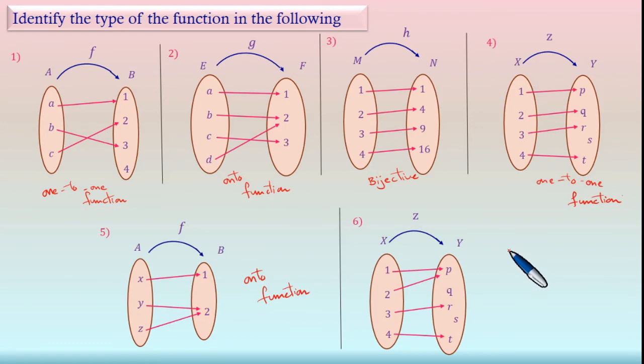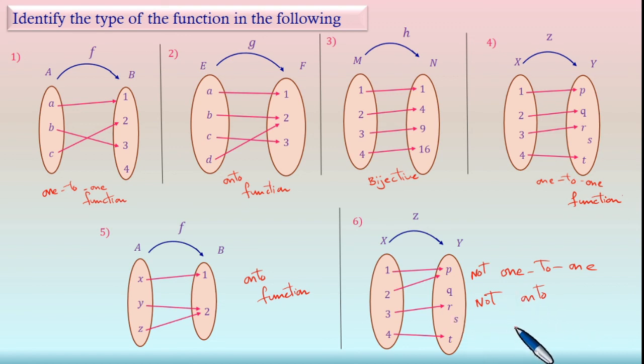This is the last example in arrow diagram. See here the function z. These are the codomain elements of the function. In this one, p has two preimages, so it is not 1 to 1. But q and s have no preimage, so this is not onto. So this function is neither 1 to 1 nor onto. Okay, so there can be a function which is not 1 to 1 and not onto also.